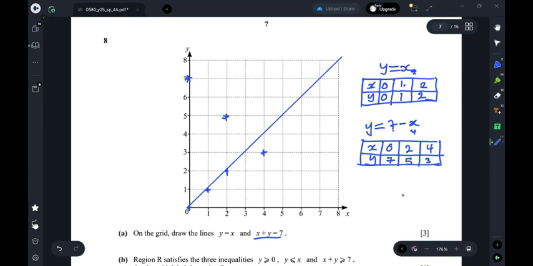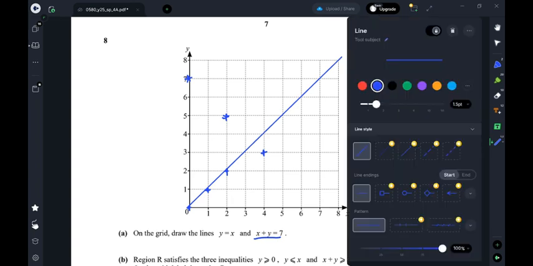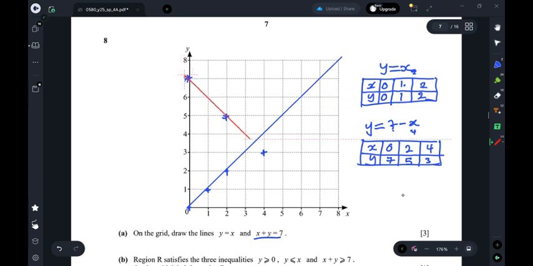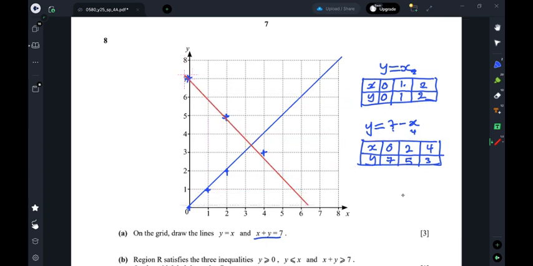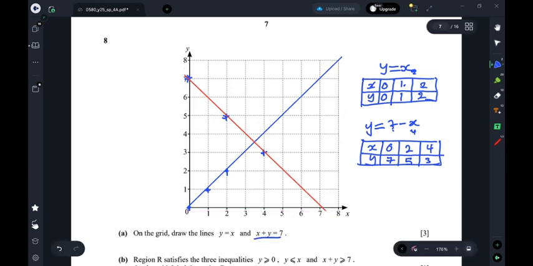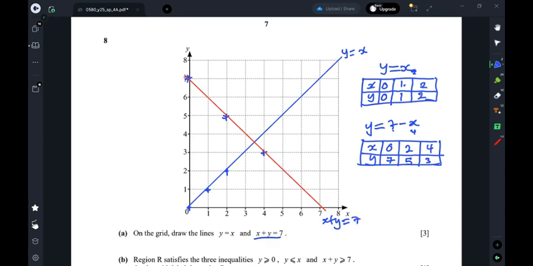Then I'm going to try to join those points with a different color. So when I join these 3 points, I make sure also that my line is as large as possible. This is what I get. So the first line is y is equal to x, and the second one is x plus y is equal to 7.